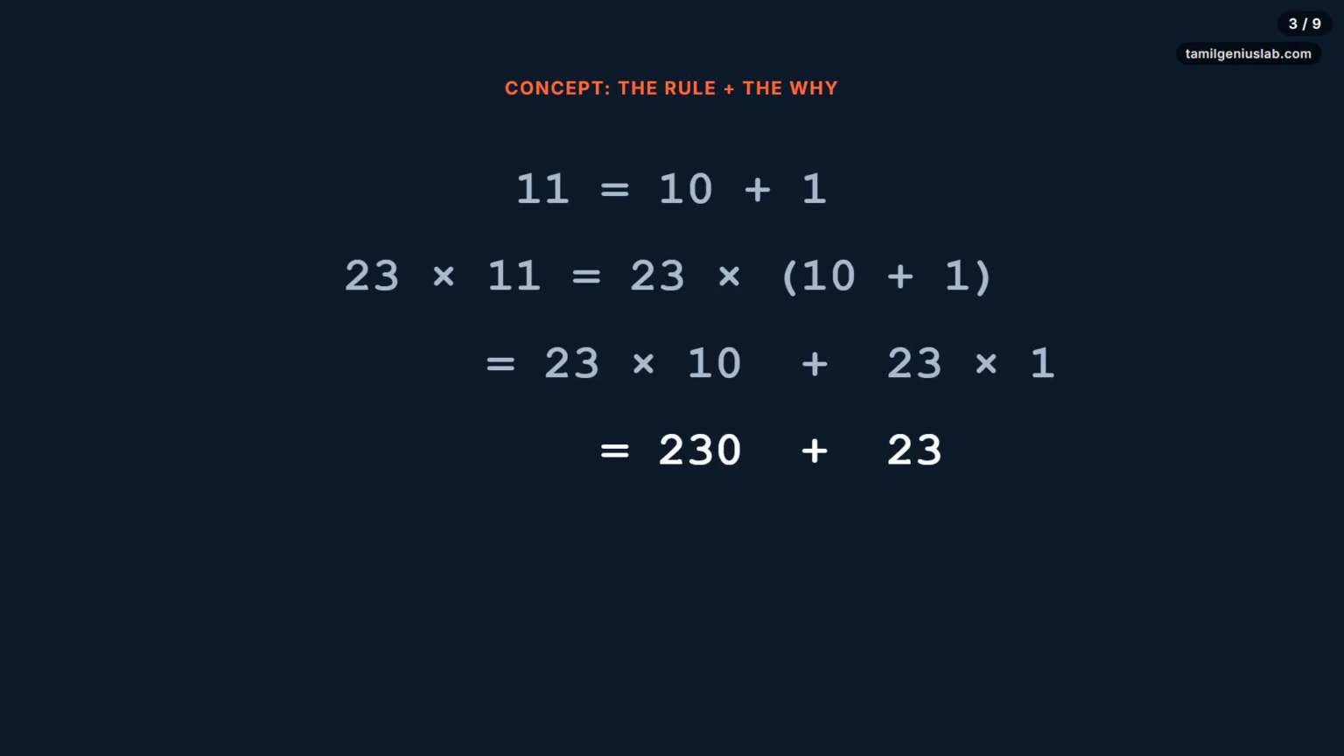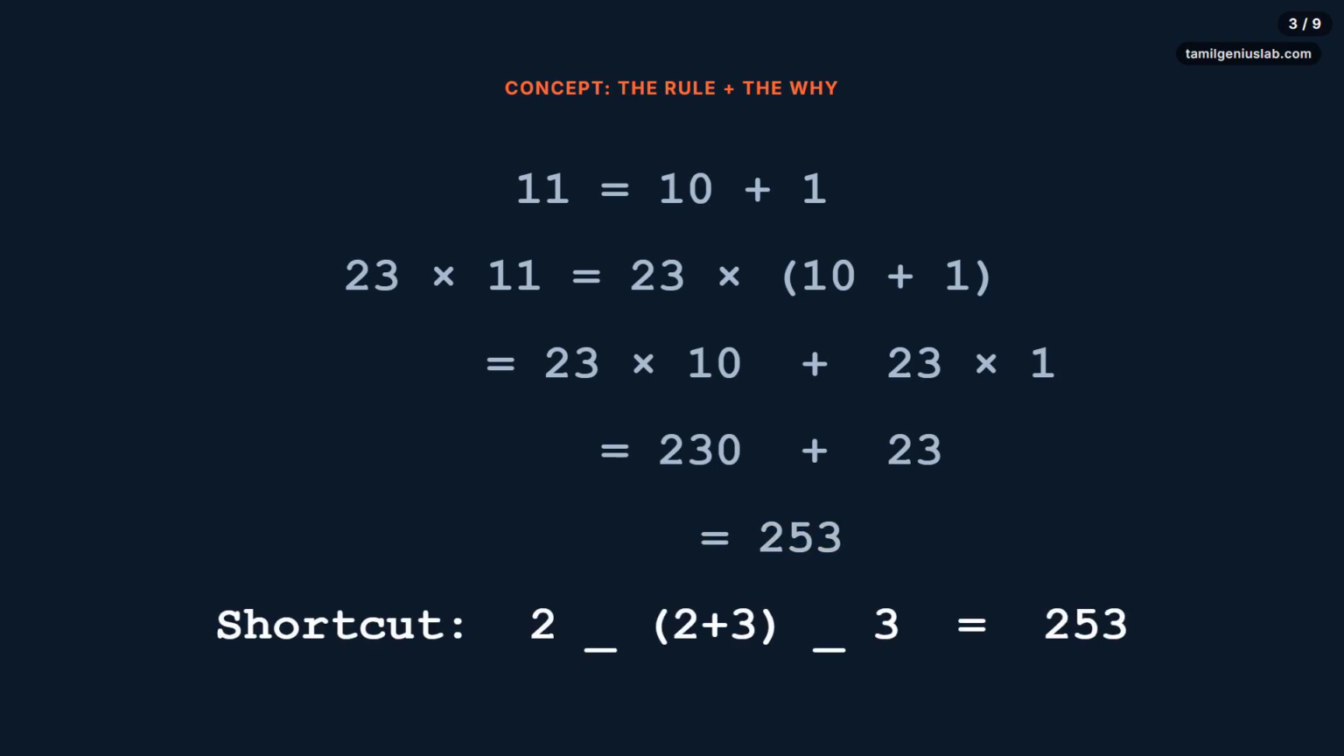Write the outside digits at the ends. For the middle, add the two neighbors. 2 stays. 2 plus 3 is 5. 3 stays. Read it. 253. 253. Same answer. 2 paths.